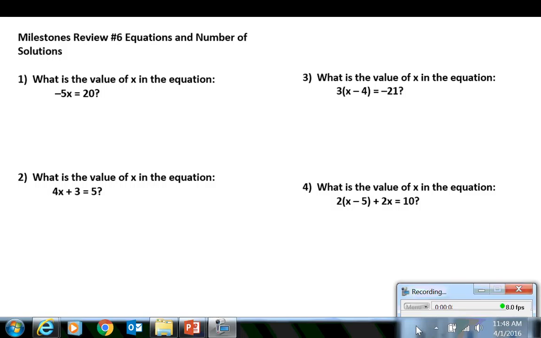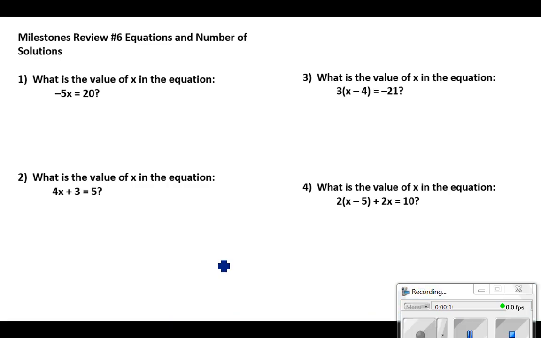Equations and numbers of solutions. Question 1. What is the value of x in the equation negative 5x equals 20?